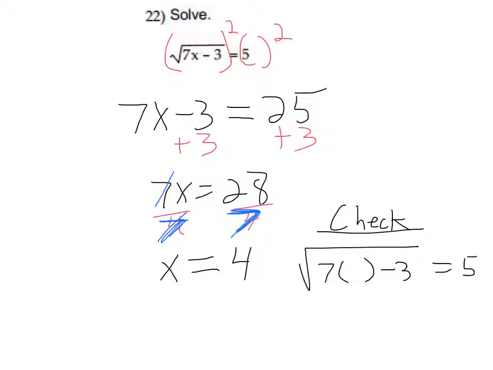Plugging in 4, that would be 28 minus 3. Square root of 25 equals 5. Well, it sure is. Can you imagine how fast this problem would have been had I not written that 4? All right, let's move on to the next one.